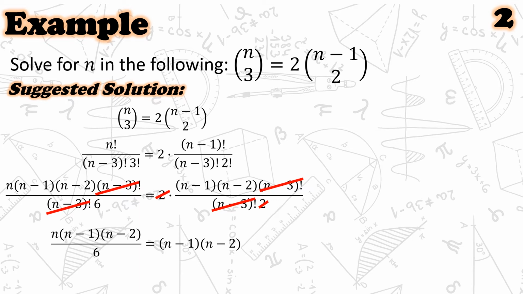Let us rewrite first so that the equation will be clearer. From this resulting equation, we can divide both sides by the product n minus 1 times n minus 2. So we have n over 6 is equal to 1. Multiplying both sides of this resulting equation by 6, we get the value of n is equal to 6.